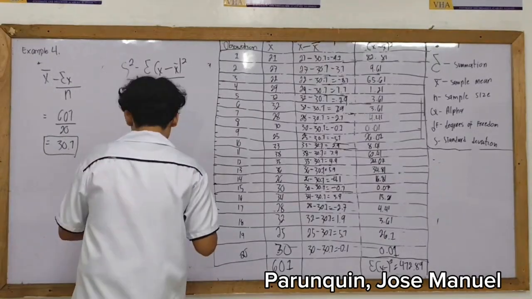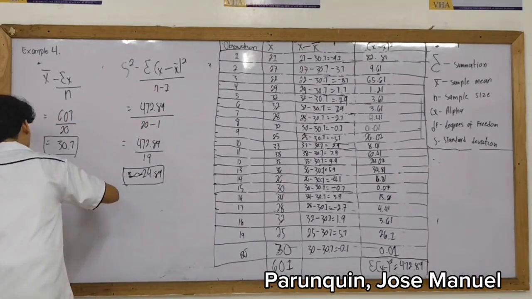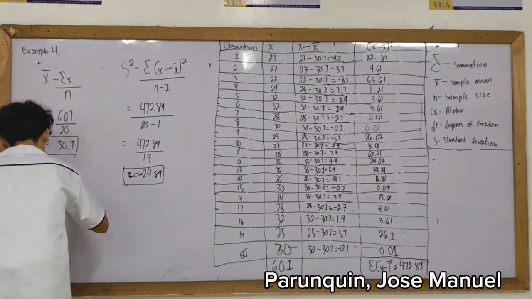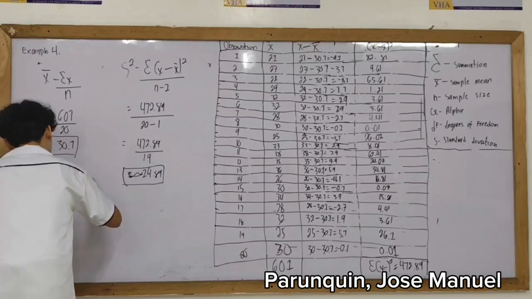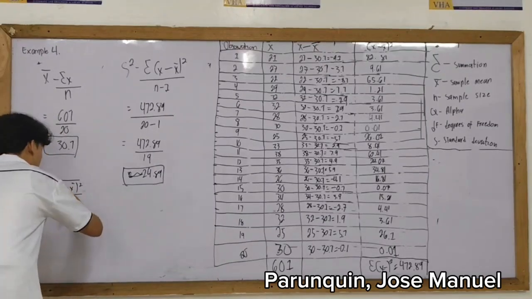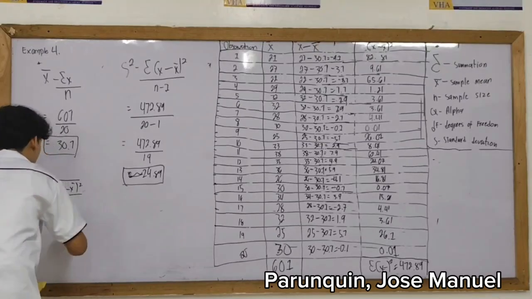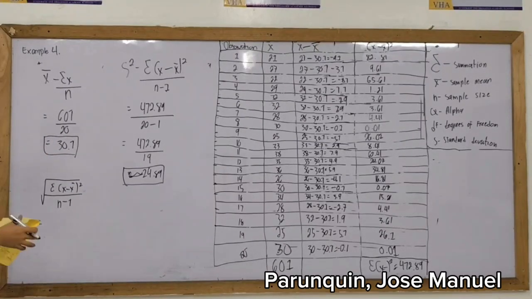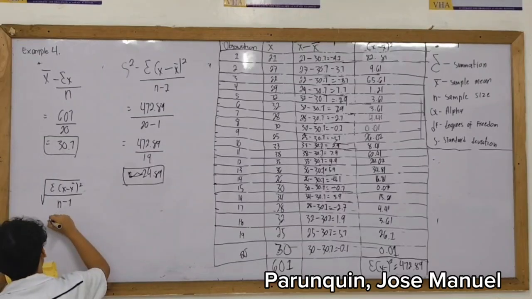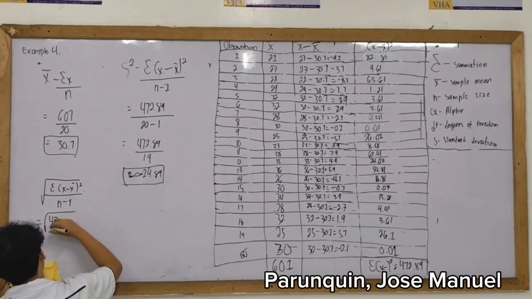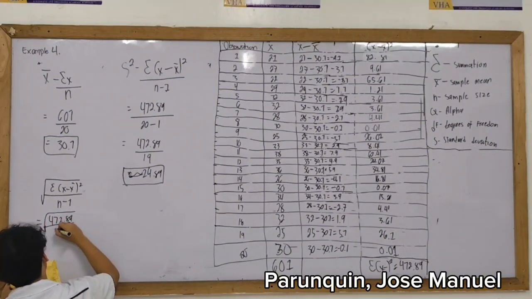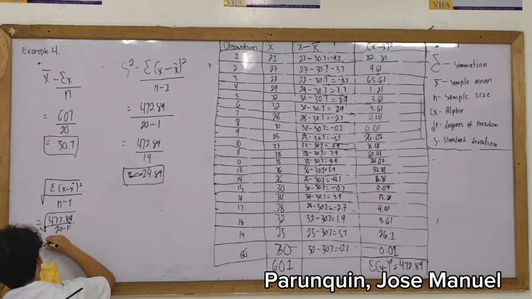So in the next step, we take the square root of 472.89 over 20 minus 1, which is equal to approximately 4.99.